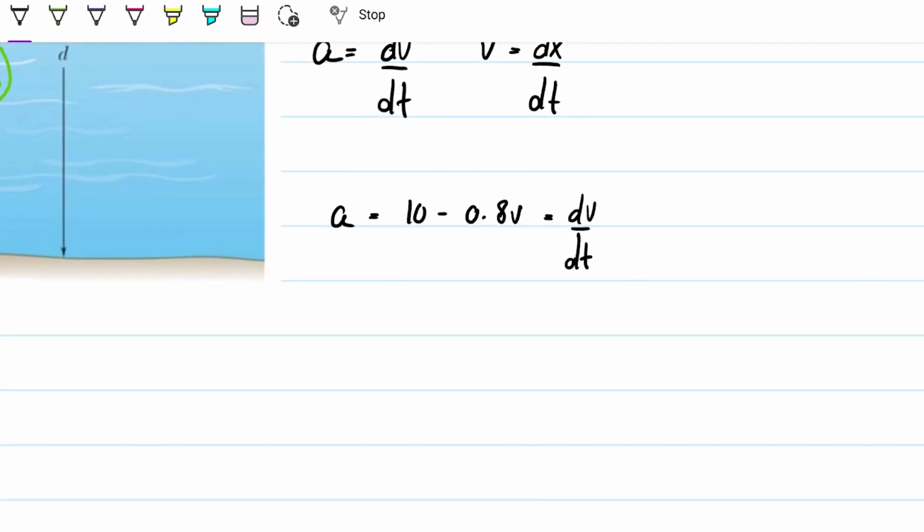Let's do it this way: dv divided by 10 minus 0.8 v equals dt, right? So just rearranging that equation there. Why does that matter? Because now I can integrate this equation and I can find out how the velocity changes with respect to time.